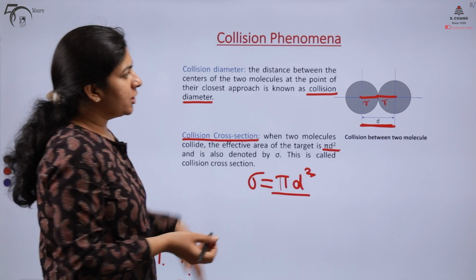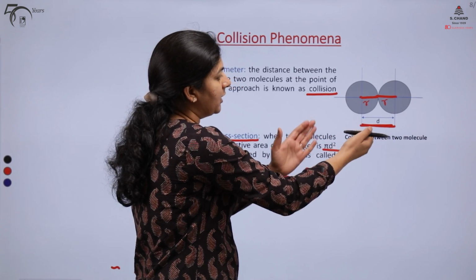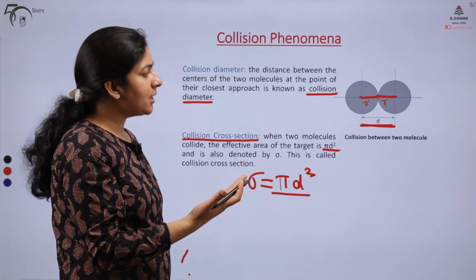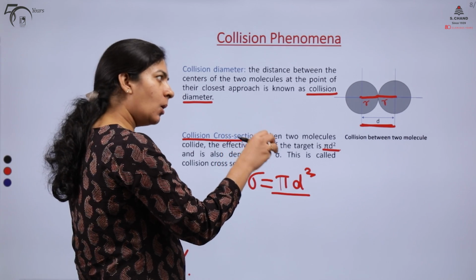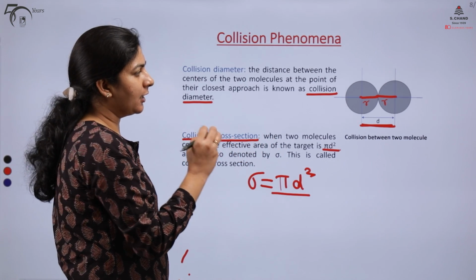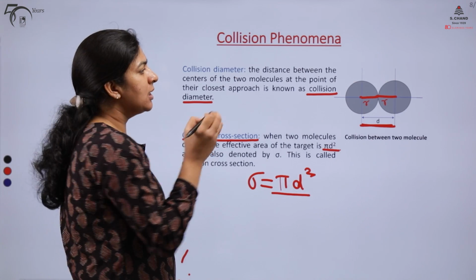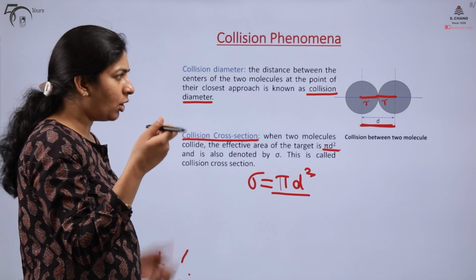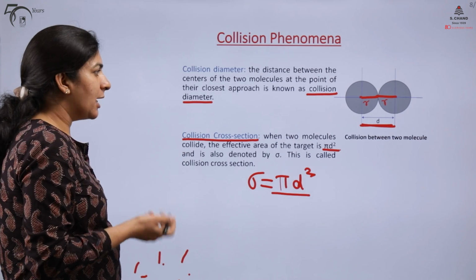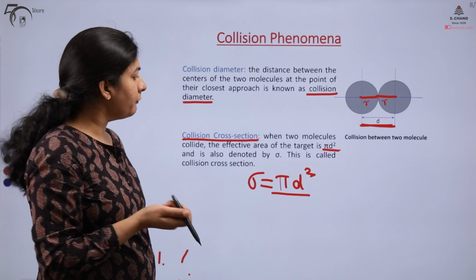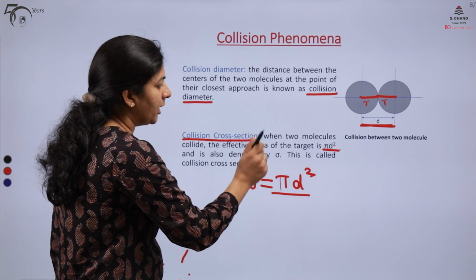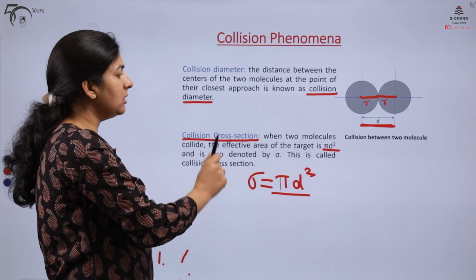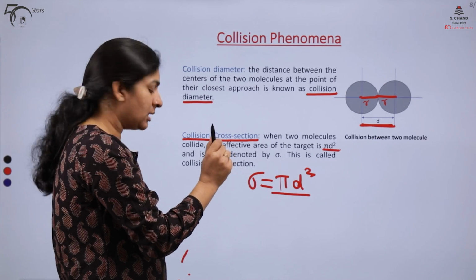Now, if the distance between the centers of the two molecules is greater than d, we would not consider the collision between the molecules, and also we have to understand that this is the distance of closest approach, since these two molecules cannot penetrate into each other. They are hard spheres, they cannot penetrate each other. That's why this is known as the distance of closest approach, and the corresponding target area where the other molecules can come in and collide is called your collision cross section.